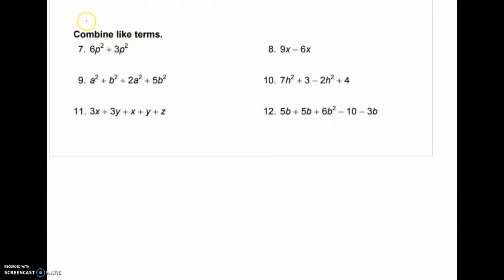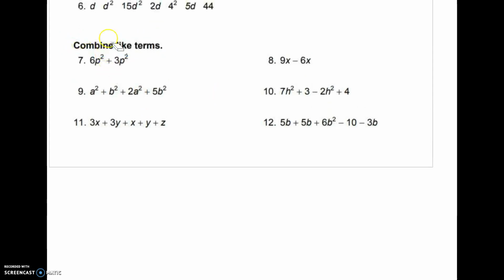Okay, we are combining the like terms. So up top, we just identified them. Now we're going to put them together. So 6p squared and 3p squared. Well, are these like terms? Yes, they are, because they each have p and they each have an exponent of 2.